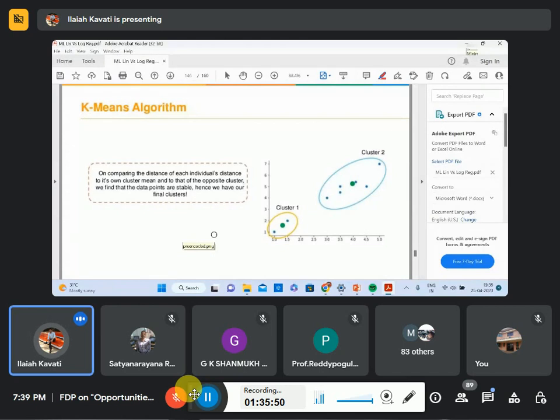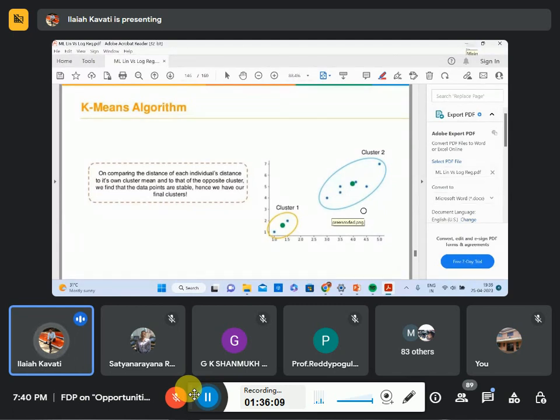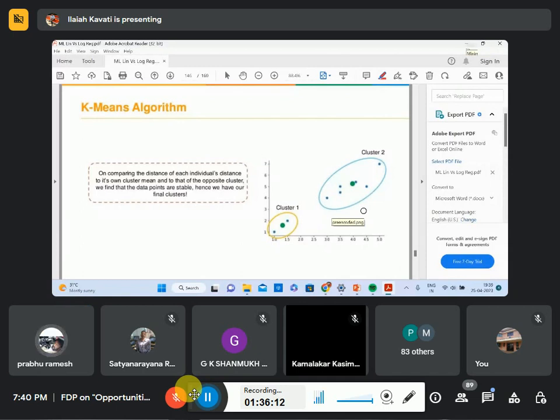Here in two-dimensional space, we can easily say this is class one, this is class two. But some situations will be there where we cannot easily segregate them into clusters, class one or class two.